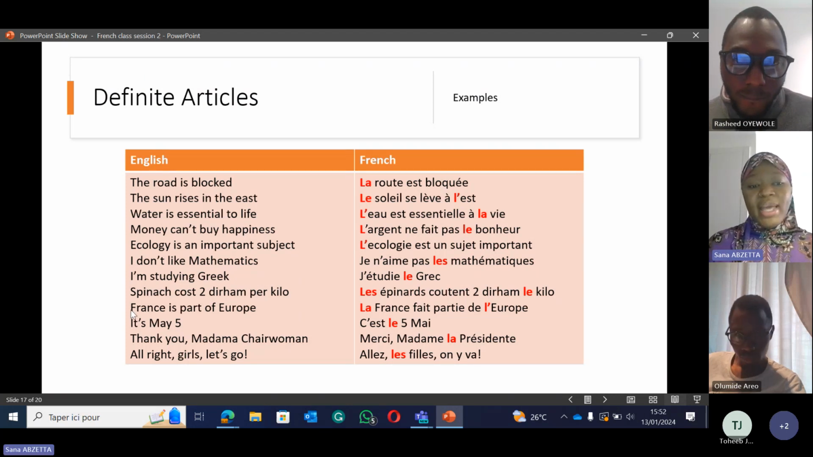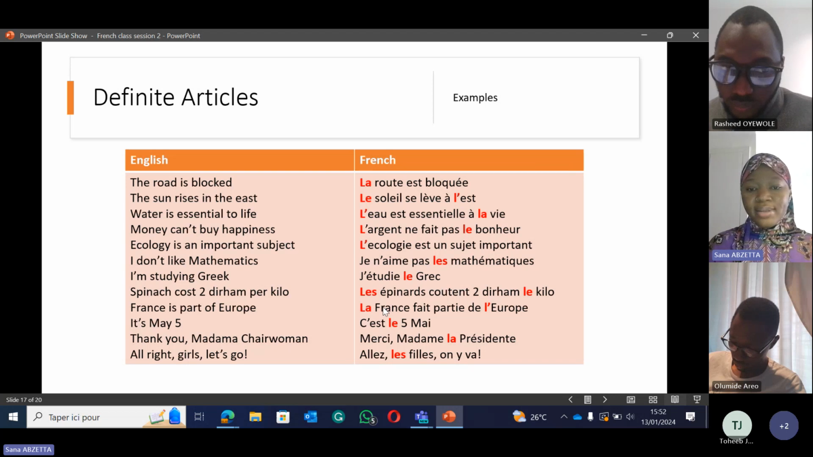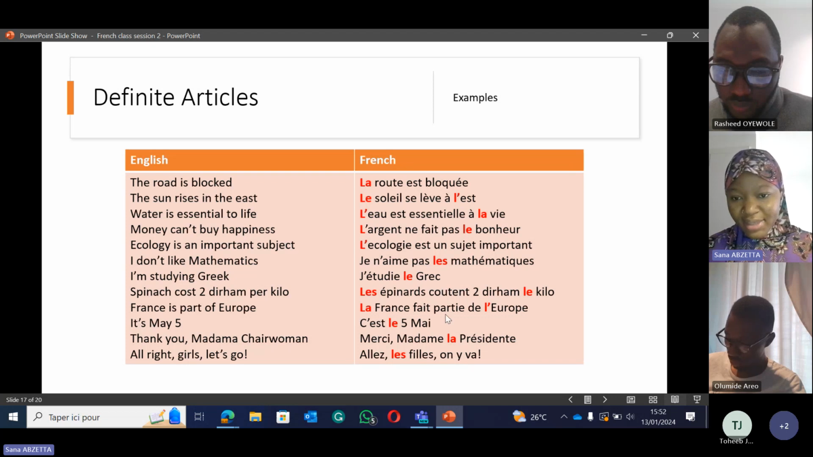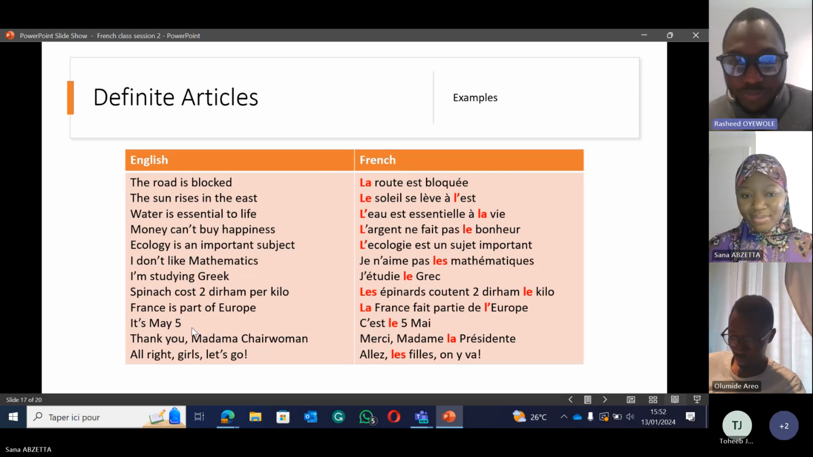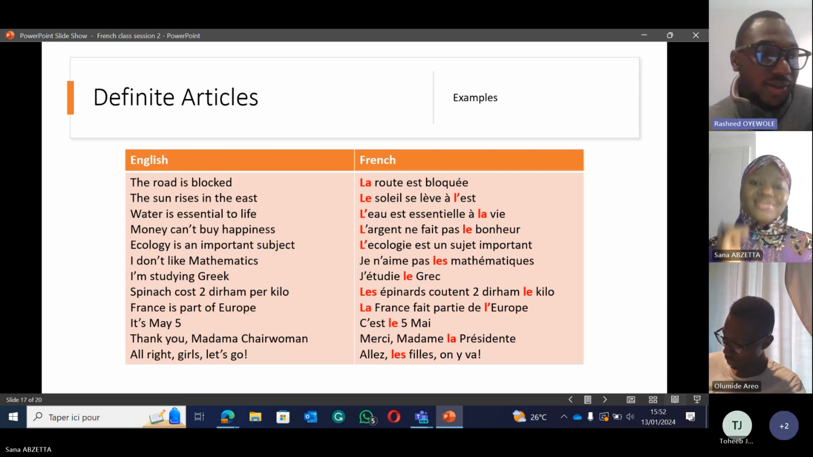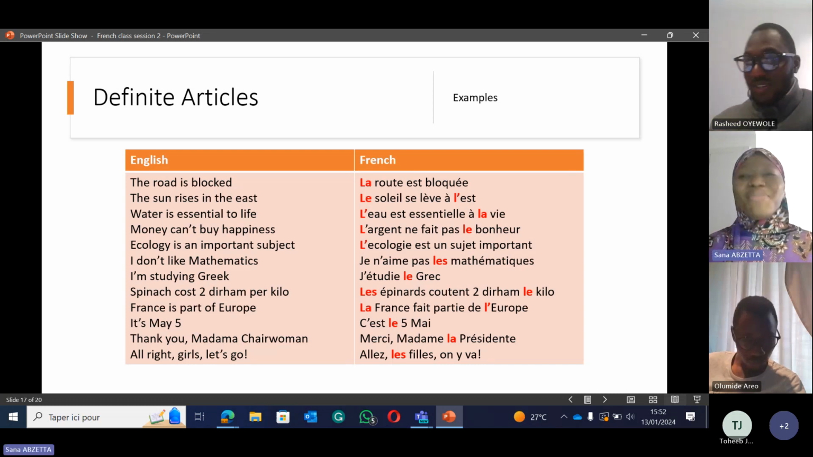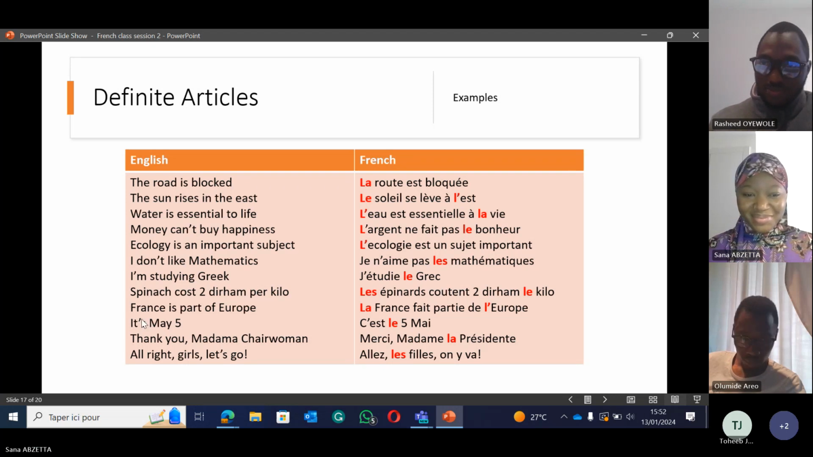Here you see the rule. In English, when you are talking about a country or a continent, there is no article. But in French, the article is mandatory. You cannot just say France fait partie de l'Europe. It's not correct. You have to say la France fait partie de l'Europe. The rule is more clear now. Yeah, a little bit clear. A little bit. It will come more with practice. I see.